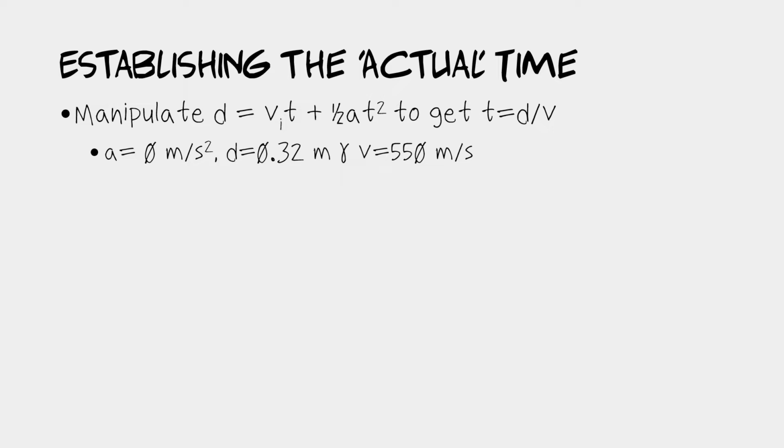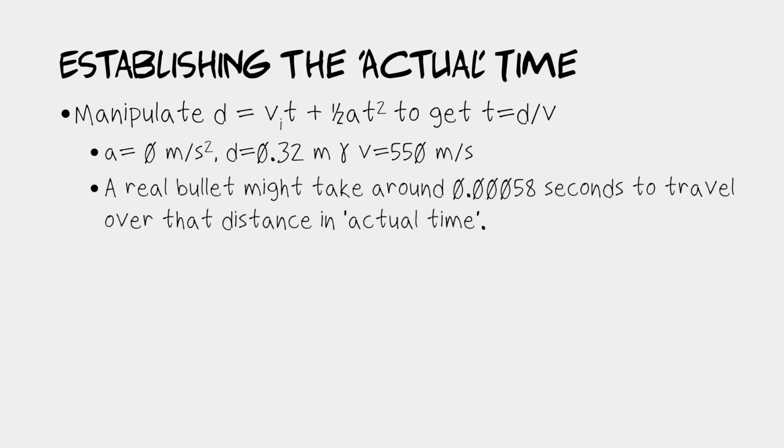We already established the displacement of the bullet is around 0.32 meters and that the speed of the bullet is around 550 meters per second. So we know everything on the right side of the equation. We know our d, we know our v, we can solve for t. When you plug that into a calculator, around 32 centimeters of distance would be traversed by a real bullet-ish in 0.00058 seconds. So it does not take very long at all for a bullet to travel 0.32 meters.